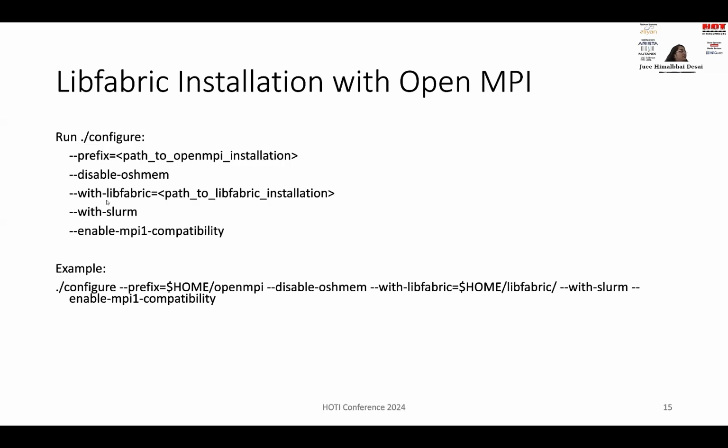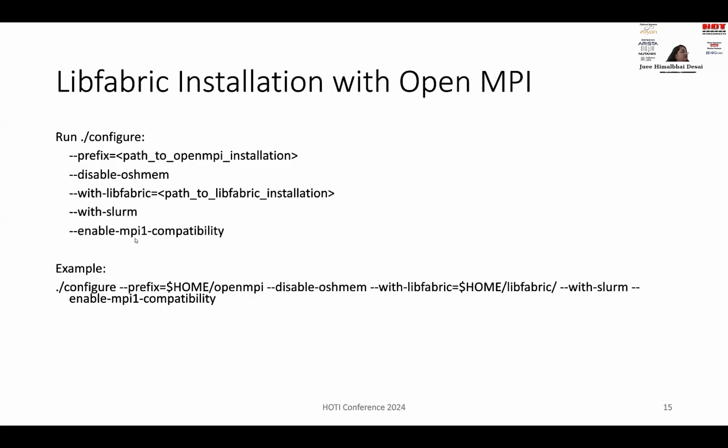Next is --with-libfabric. So this is the path where you had installed Libfabric, and it is a library that you would like OpenMPI to build with. So for our demonstration part, we installed Libfabric in the home Libfabric path. So we could give that path over here. Next is --with-slurm. So this will build OpenMPI with Slurm, and if during runtime anybody wants to enable Slurm OpenMPI jobs, then this would help with that. And --enable-mpi1-compatibility.